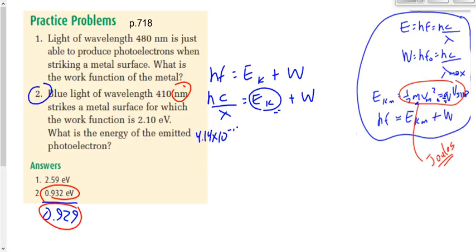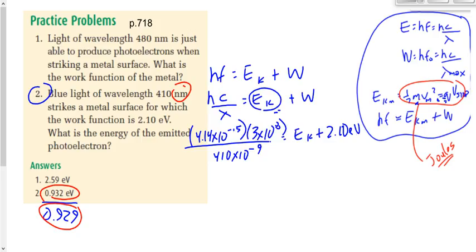4.14 times 10 to the minus 15 times 3 times 10 to the 8 divided by 410 times 10 to the minus 9 equals EK plus 2.10. Now, anybody tell me why I used electron volts? I know that I can, but I can also use joules. Why did I go with electron volts here? Yeah, I already got electron volts in the question, right? If I go to joules, I have to do a little bit more conversion. And the answer's in electron volts as well.